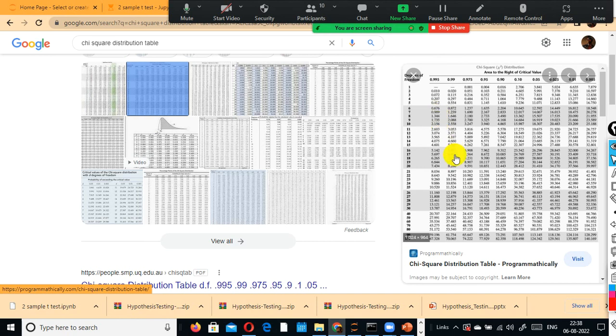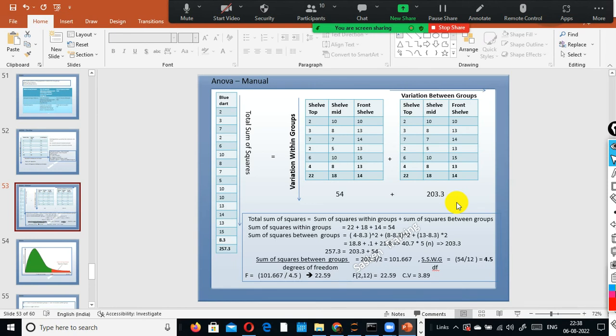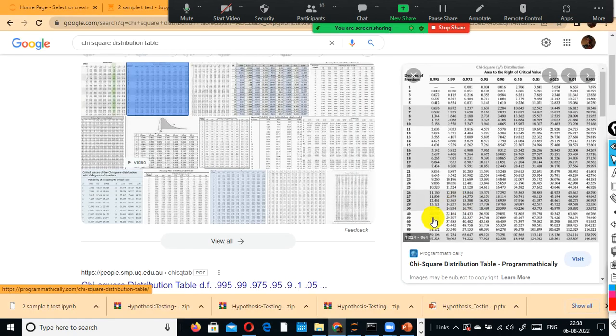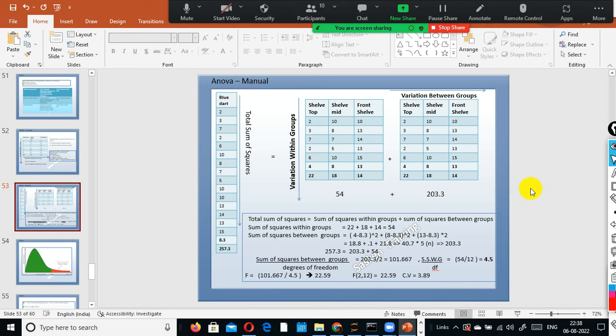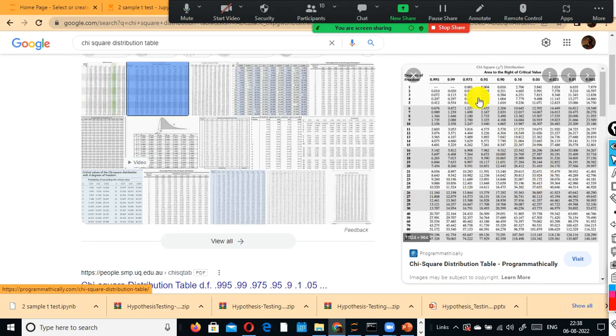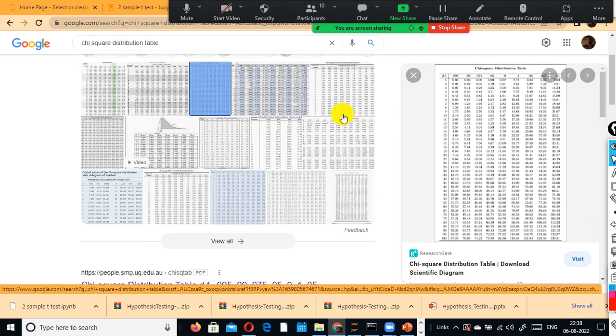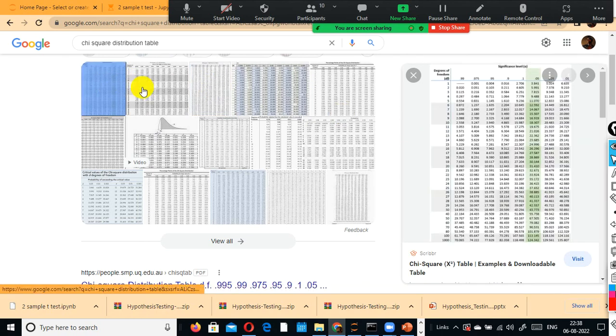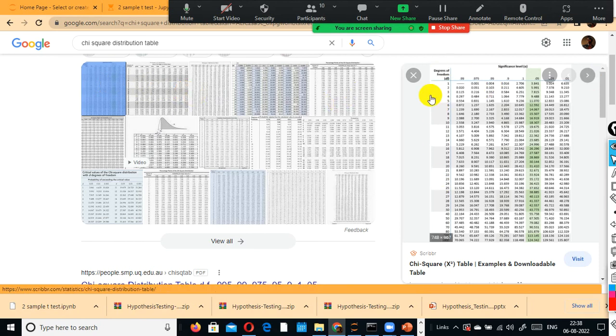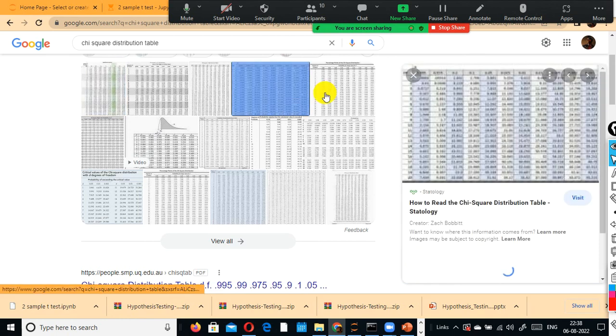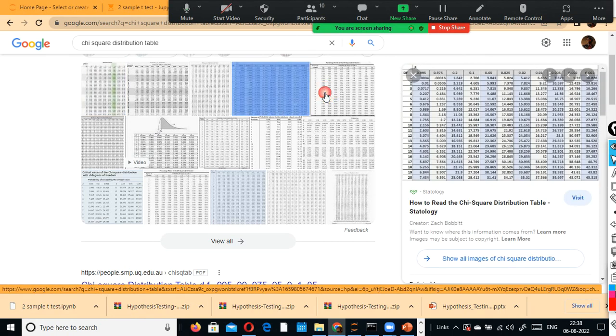This is somewhat 3.89, right? So we need to get 3.89. So 2 comma 12. But here it is not showing the correct thing. This table is not the correct one. 2 comma 12. So here it should show the numerator degrees of freedom and the denominator degrees of freedom. That is the table you need to use.